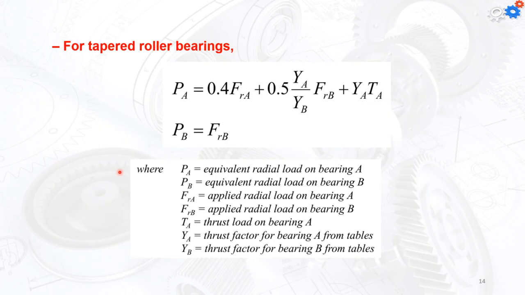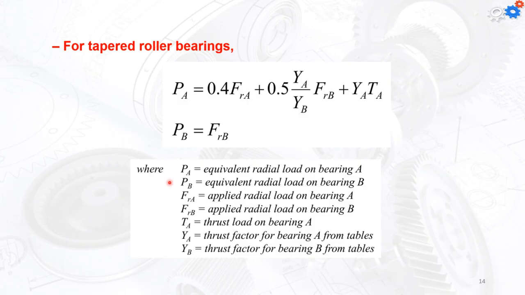So in the case of the tapered roller bearings, we're going to have the PA and the PB going to be quite different, because the PA is going to be the one that's going to take both the radial and the normal forces, while the other side is going to be only the normal forces to be applied, or the reaction force, if you can call it.